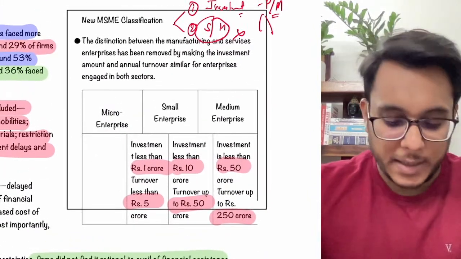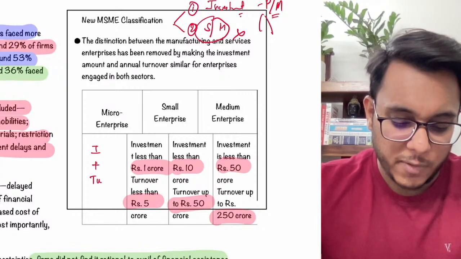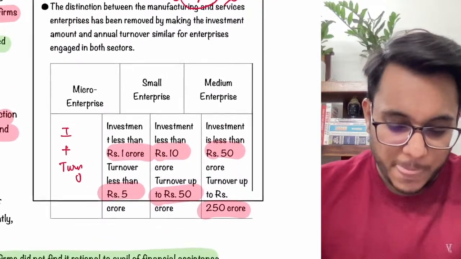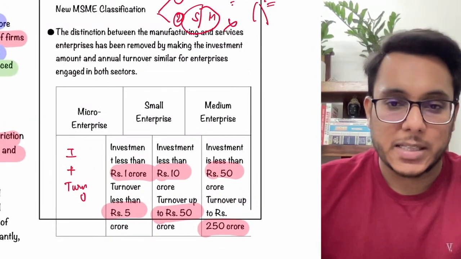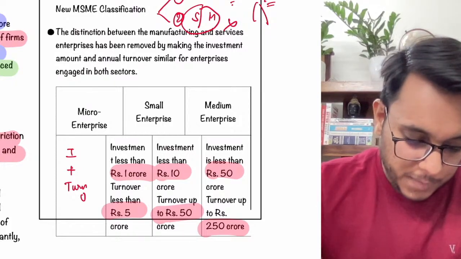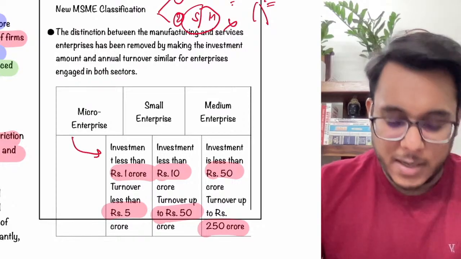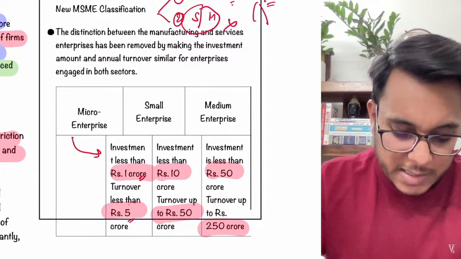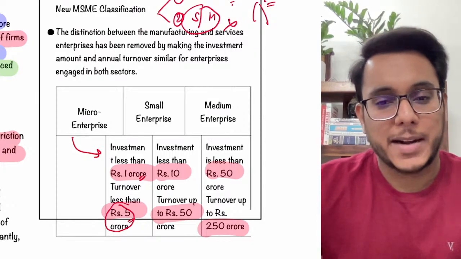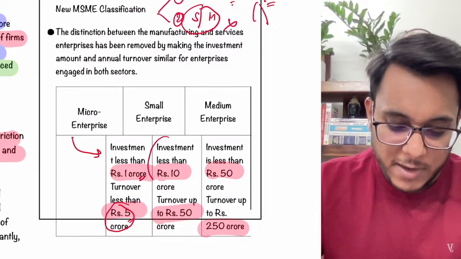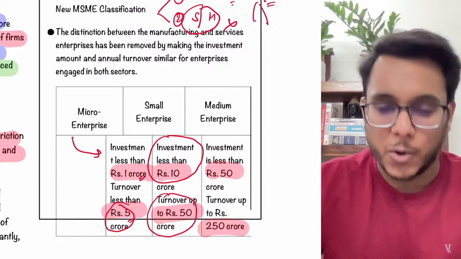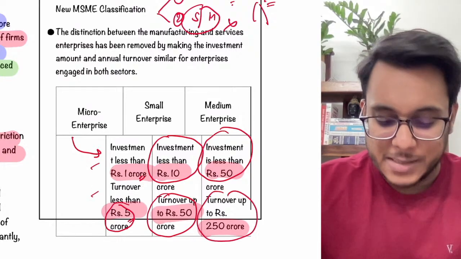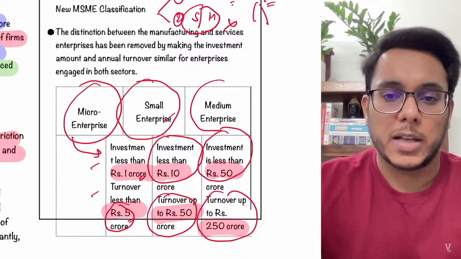Secondly, the present MSME classification has two parameters. It has the parameter of investment as well as the parameter of turnover. So on investment and turnover, the classification has been made. First of all, the micro enterprises: the micro enterprises will be the ones where the investment in plant and machinery is less than 1 crore rupees and the turnover is less than 5 crore. Then the small enterprises are the ones where investment is less than 10 crore and the turnover is less than 50 crore. For medium enterprises, investment should be less than 50 crore and the turnover should be less than 250 crores. So on this basis, the industry will be classified as micro, small or medium enterprise.